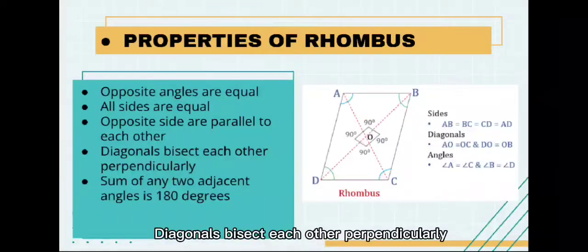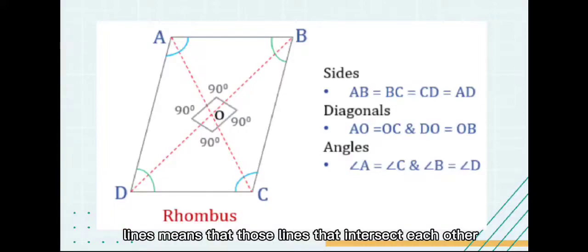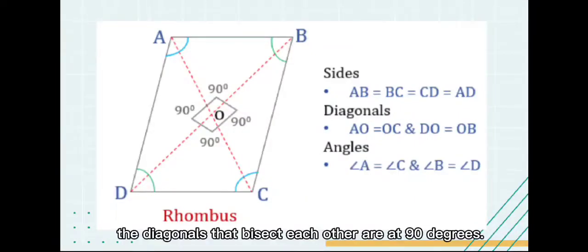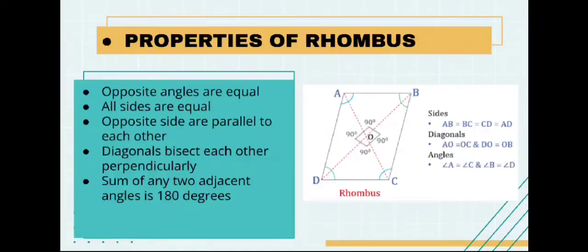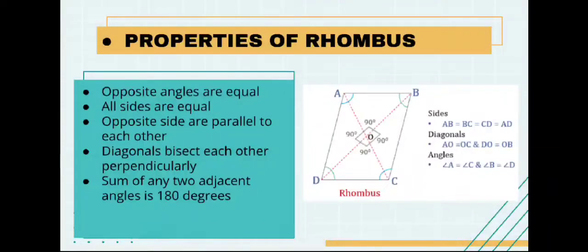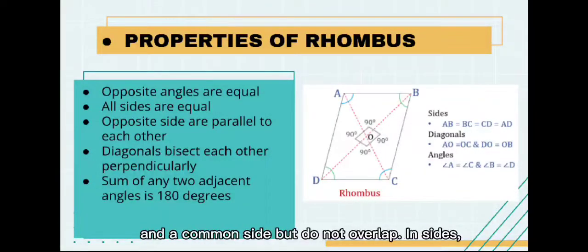Diagonals bisect each other perpendicularly. Perpendicular lines means those lines that intersect each other at a right angle or 90 degrees. As you can see, the diagonals that bisect each other are at 90 degrees. Sum of any two adjacent angles is 180 degrees. Again, adjacent angles are two angles that have a common vertex and a common side but do not overlap.